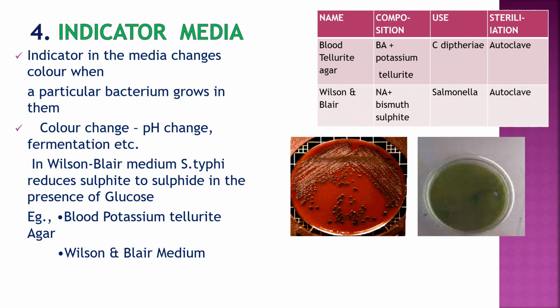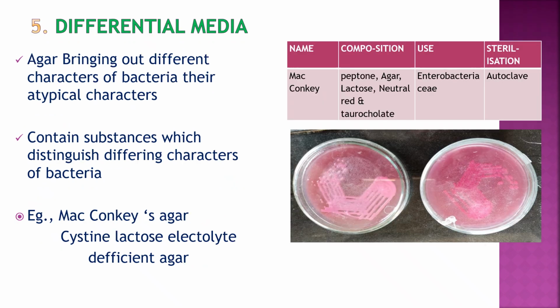Indicator medium: the indicator in the media changes color when a particular bacterium grows in it. Examples are blood potassium tellurate agar and Wilson Blair medium. Differential media differentiate the colonies from one another. An example is MacConkey agar.